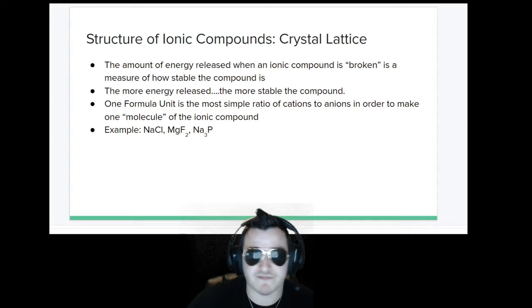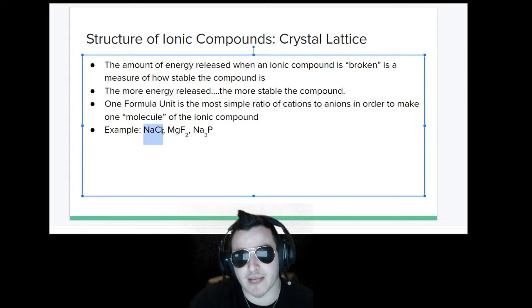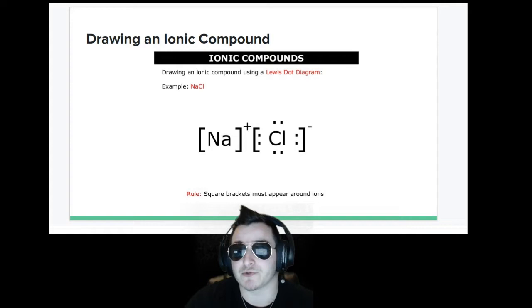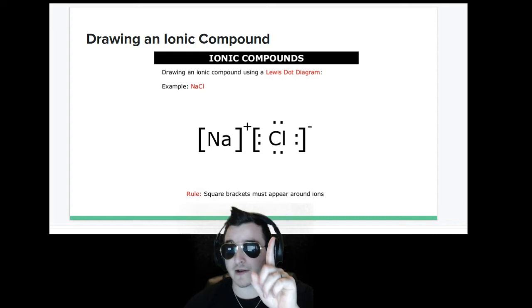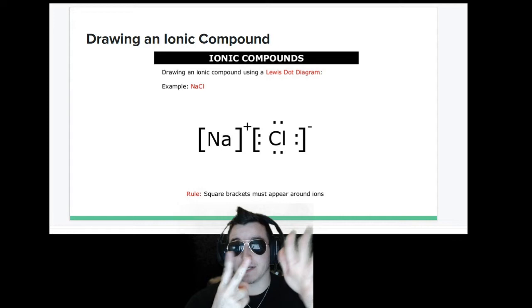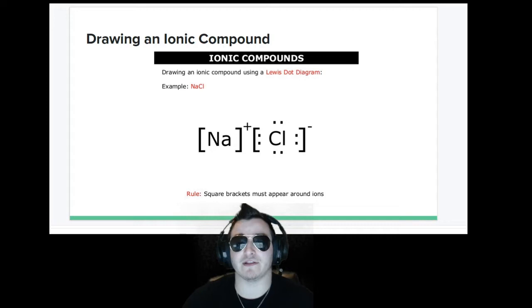If we look at the example of table salt, NaCl, sodium is going to give an electron and chlorine is going to receive an electron. This first starts with the Lewis dot diagram, as we learned how to draw in the last video with electron configuration and periodicity. Sodium only has one valence electron in its neutral state, and chlorine has seven. So sodium wants to lose one in order to become stable with a full valence octet, and chlorine wants to gain one, and so they're perfect for each other.